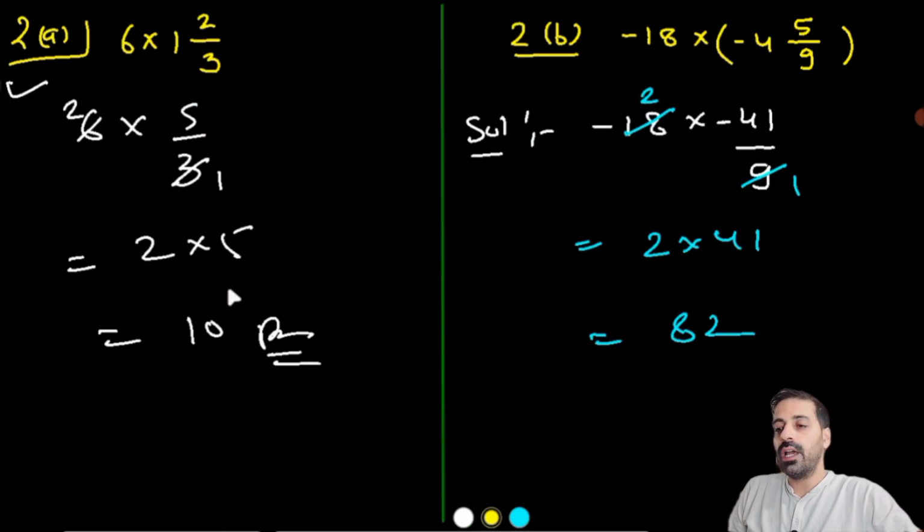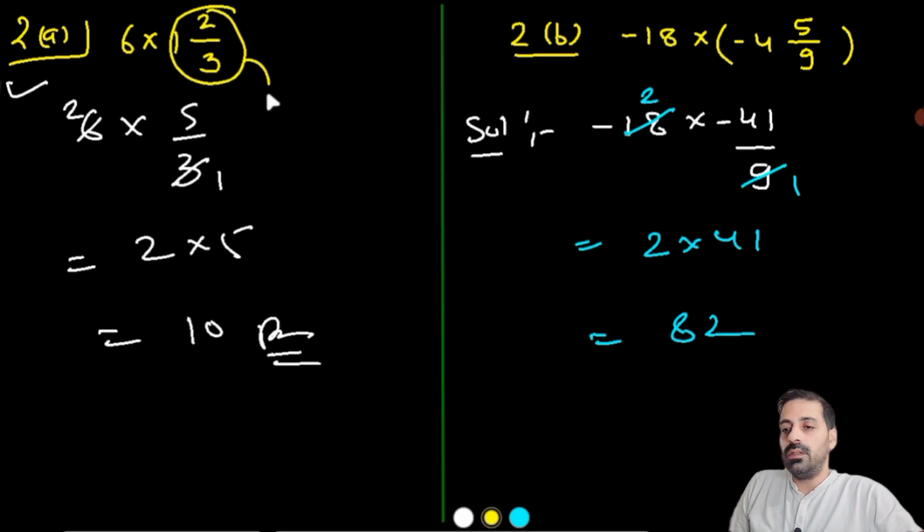Now move to the next question. 6 is to 1 by 2 upon 3. So first we open the mixed fraction. After opening the mixed fraction we have 5 upon 3. So now we have common factor 3: 3 ones are 3 and 3 twos are 6. So 5 twos are 10 is the final answer.